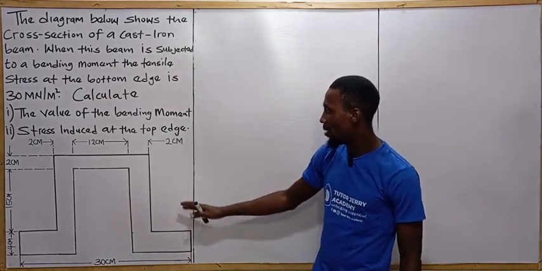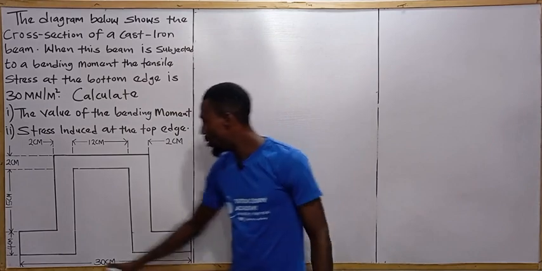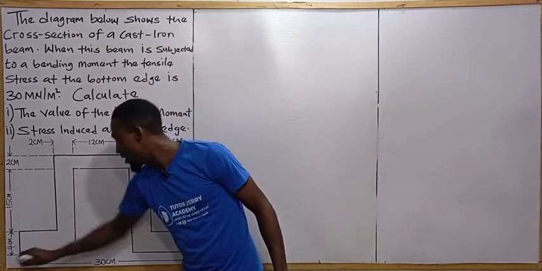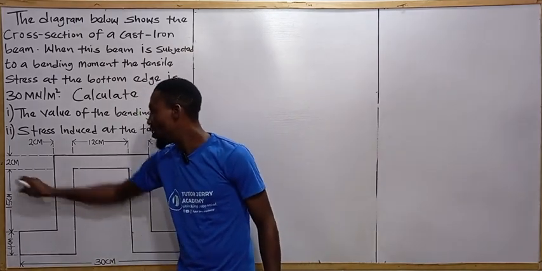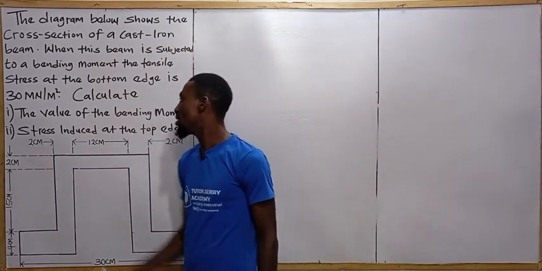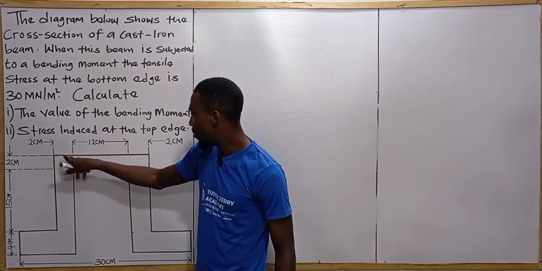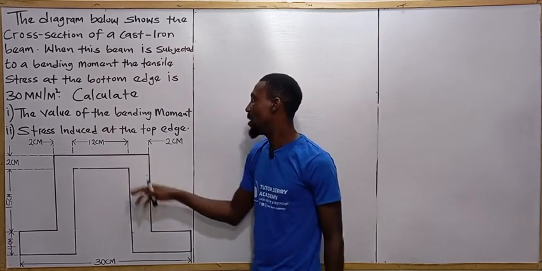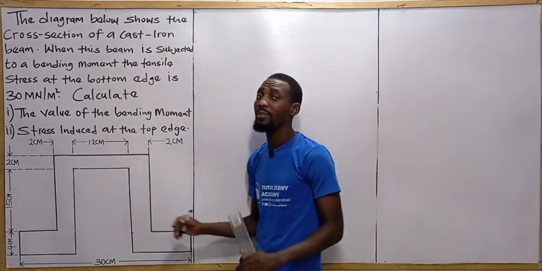Now, you can see the total length here is 30 cm. From this point to this point is 4 cm. From this point to this point is 15 cm, while the width here is 2 cm. And from this point to this point is 2 cm as well. Similarly, y from here to here is 12 cm.